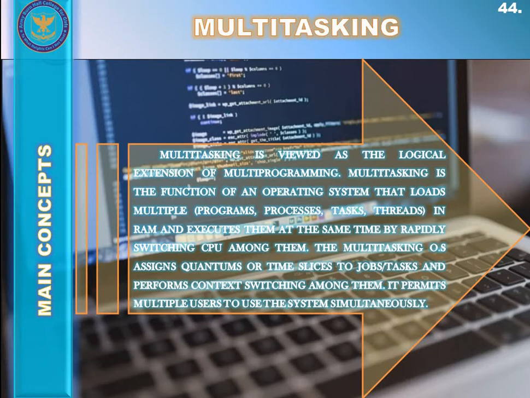Each running task takes only a fair quantum of CPU time. It permits multiple users to share common resources simultaneously. And it means CPU time is a resource. The CPU is a resource. All the subtasks or multiple tasks of the same program would want to use the CPU for execution. So the CPU would share its time, its quantum, its slices among all those multiple tasks.